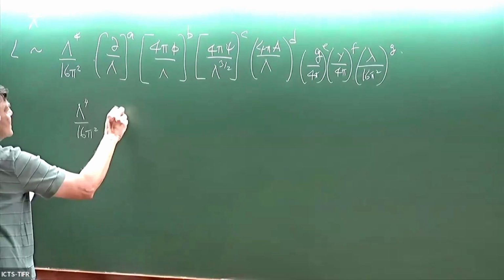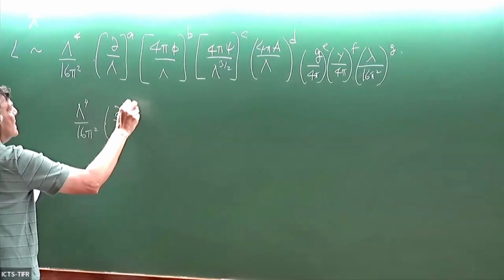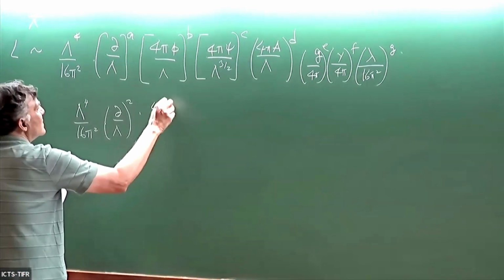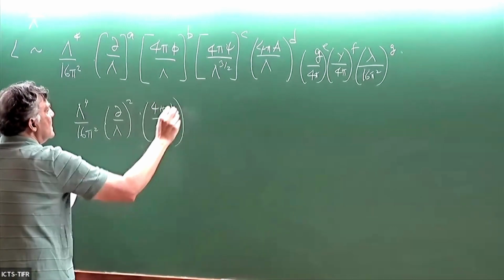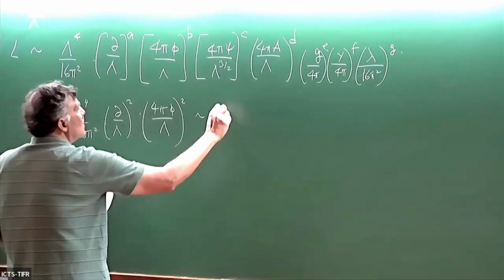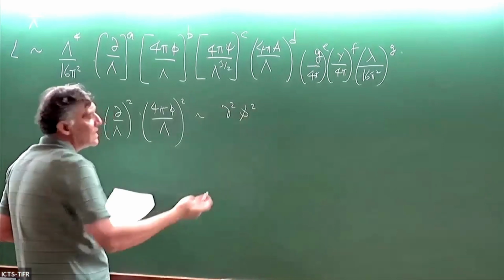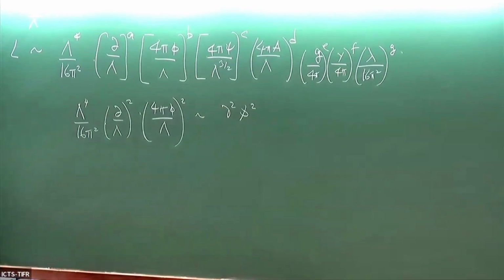and two derivatives, so d over lambda squared, 4 pi phi over lambda squared. And you can see that you're getting something of order d squared phi squared, which is exactly what you would expect for the size of the kinetic energy term. And then you can keep going.